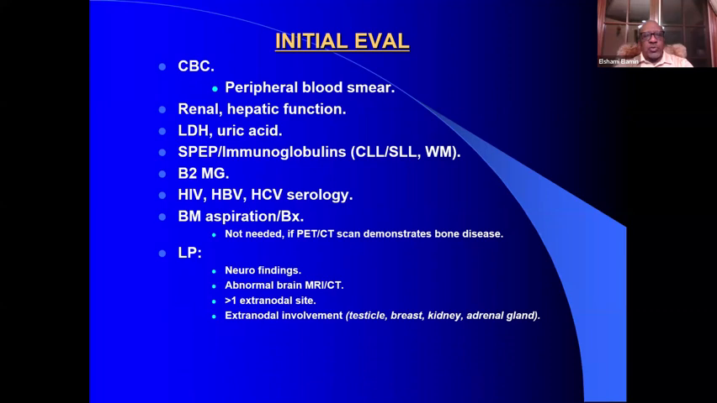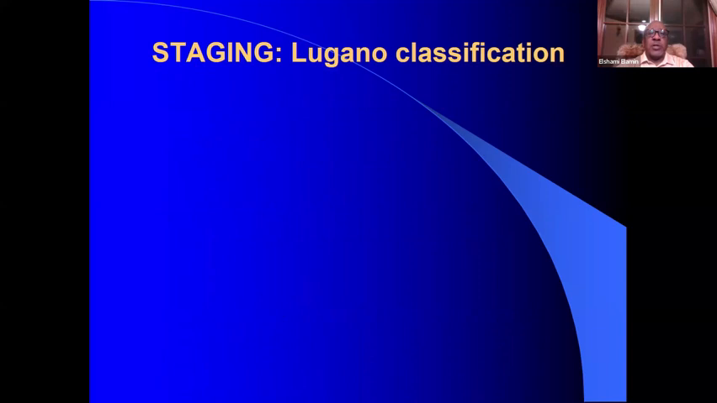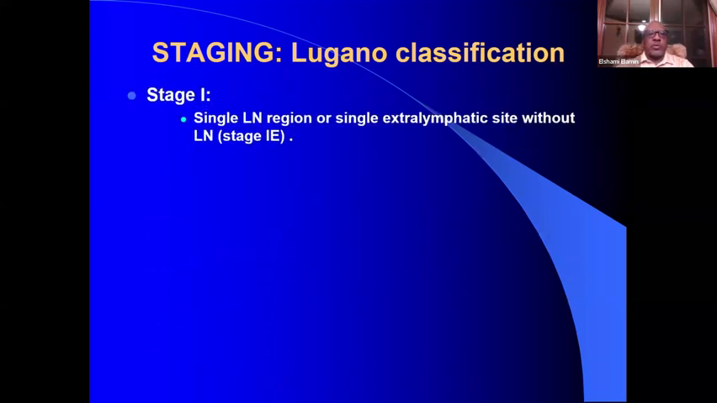Lumbar puncture in certain cases, especially if there are neuro findings, abnormal brain MRI, or if there is more than one extranodal site, extranodal sites such as testicle, breast, kidney, adrenal gland. So you do an LP, CT scan, of course, CT PET, and echocardiogram because you'll be using cardiotoxic drugs and anthracyclines. Staging, you're all familiar with the staging system, Lugano classification.